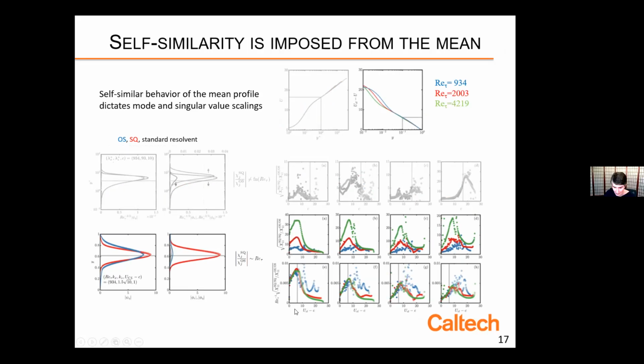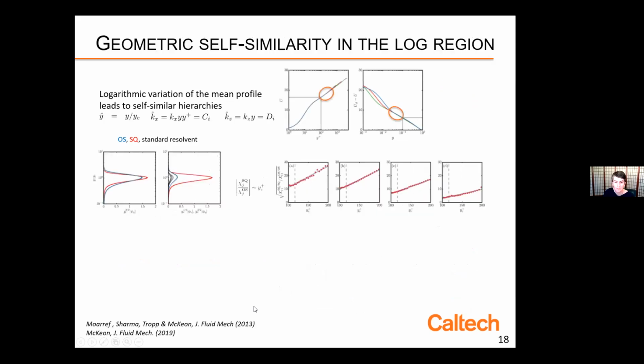If we look at this scaled version, again, to the left of this gray line, we have collapse between Reynolds numbers. So that is to say that by starting from the mean, doing our data-driven optimization, we now have information about weights on this data basis that we didn't have before, and scaling laws.